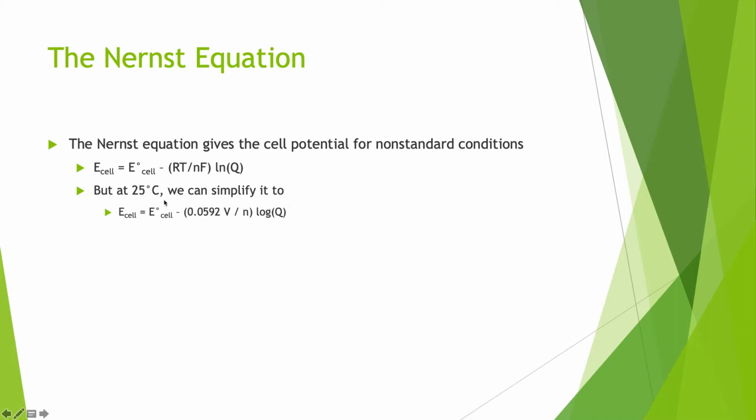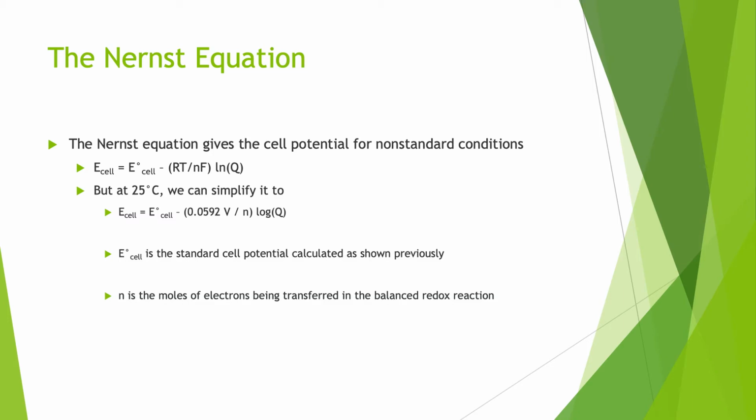But we can actually then use this equation to relate cell potential versus standard cell potential at any particular point in time, as long as we're at 25 degrees Celsius. And so the standard cell potential here can be calculated with just the reduction potential of the cathode minus the reduction potential of the anode that we saw previously.